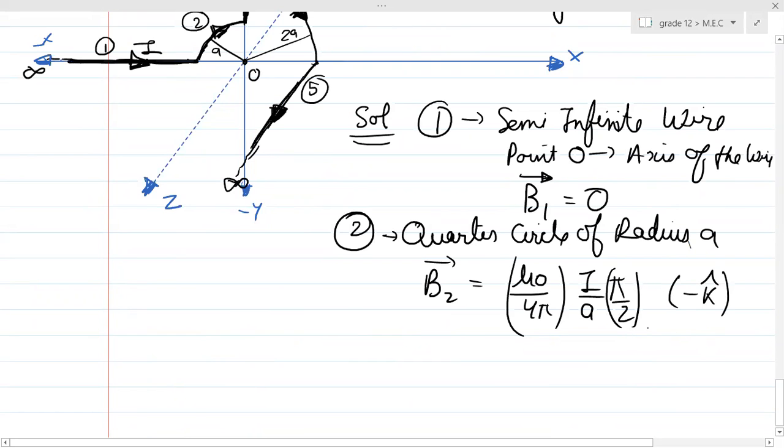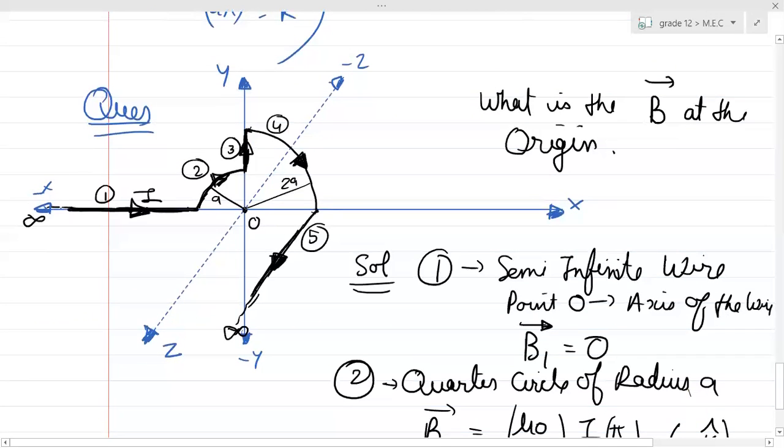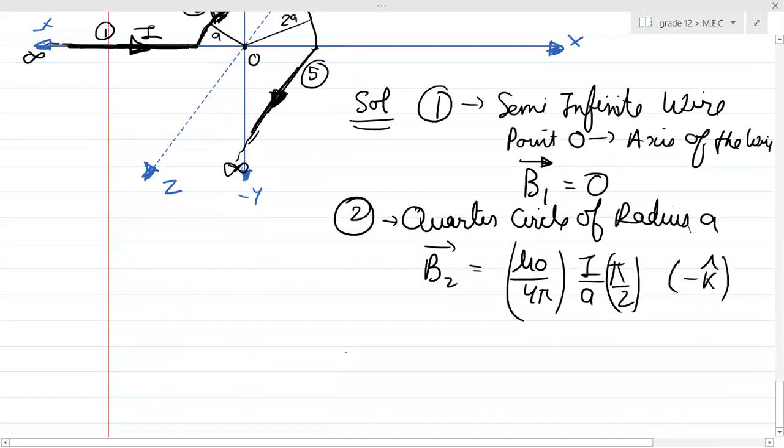Sir, one minute. I didn't understand the minus Z. Can you see this Z axis? Whatever is coming out of the plane is plus K cap, and whatever is going into the plane is minus K. Since the magnetic field of the second part was going into the plane, that's why I wrote minus K cap over here. Is this clear? Okay, sir.